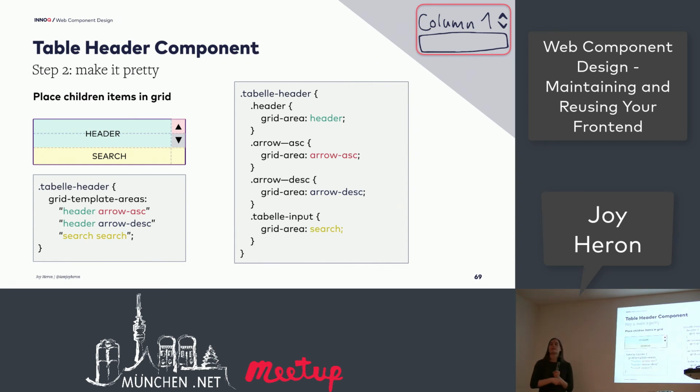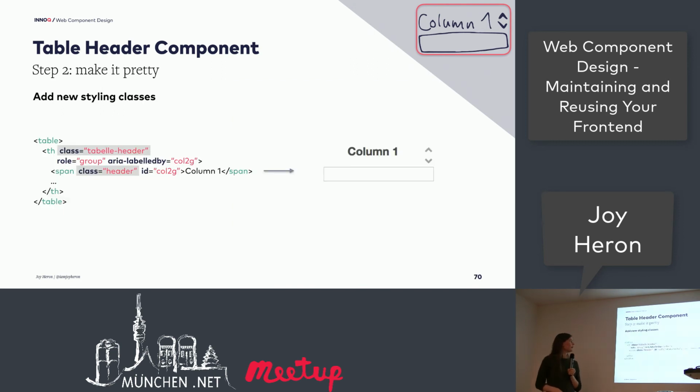so I can literally just write my CSS and say the header element, I want that to go in grid area header, the arrow ascending element, I want it to go in arrow ascending grid area, and so on and so forth. And when I do this, voila, they're just placed exactly where I wanted them in my CSS layout, and I'm happy, almost.